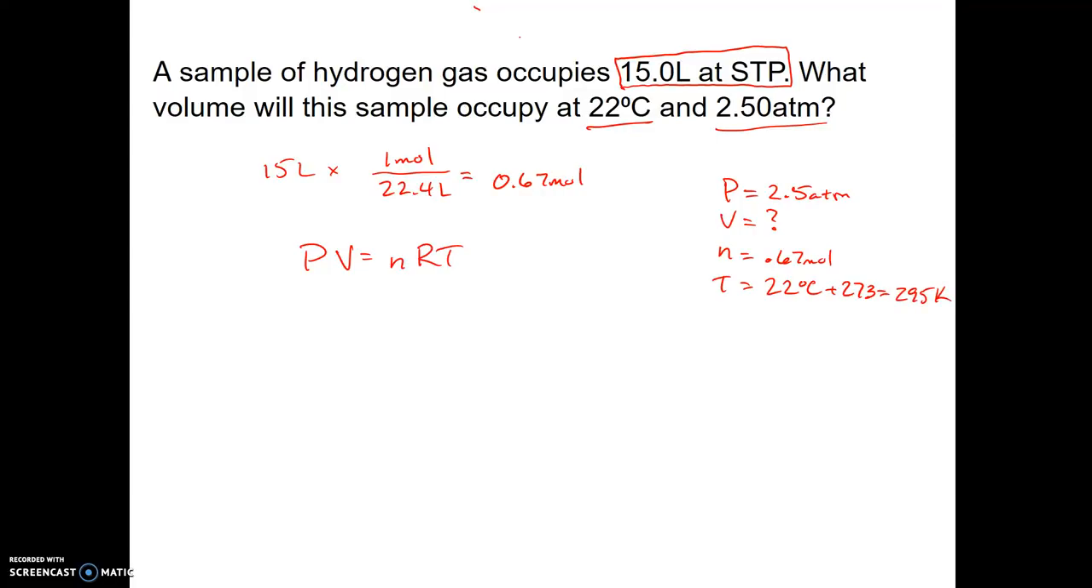And so now we can plug our values into our ideal gas law, so we should have 2.5 atm times our unknown volume is equal to our 0.67 moles times our ideal gas constant, remember that's 0.0821, times our temperature, 295 Kelvin. And so now as we do a little bit of fancy algebra, we should get a volume of 6.49 liters.